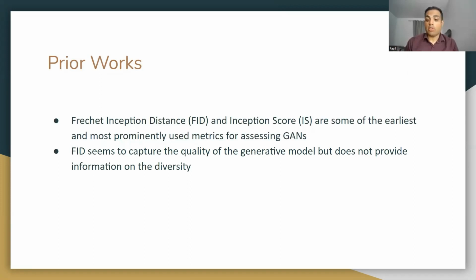However, the literature also notes some serious shortcomings. FID does seem to capture the quality of the generated samples. However, it does not provide adequate information on the diversity of the samples, as stated in some prior works. Inception score, on the other hand, ignores the true distribution and has access to just the generated samples and does not compare to the true samples at any point.